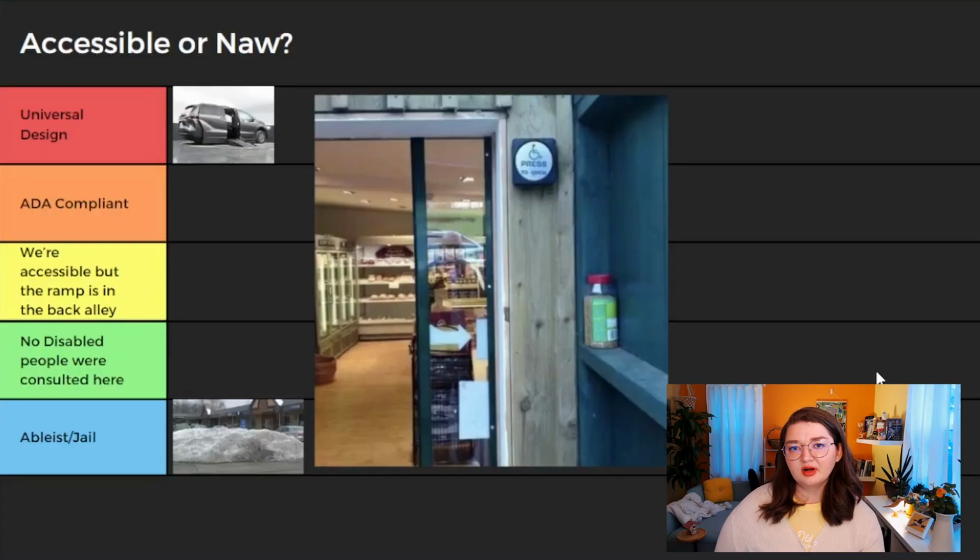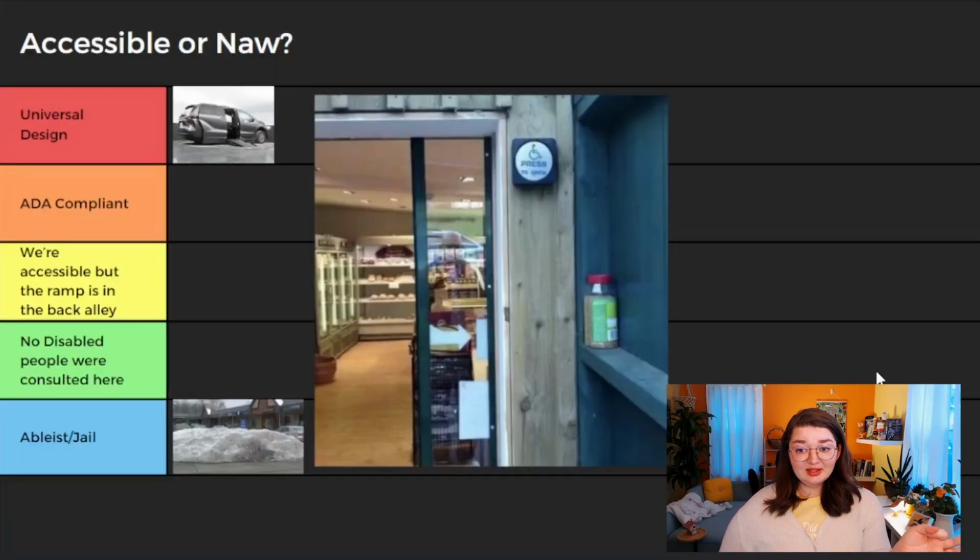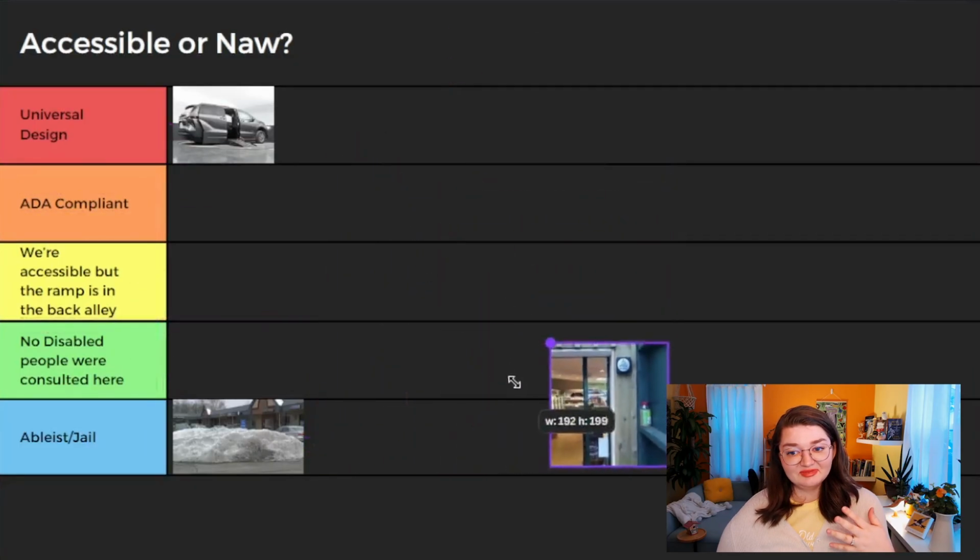"No disabled people were consulted here" instead of ableist jail, and I'll tell you why. That is only because, fun fact, push buttons for doors to open them automatically are not required by the ADA. So technically, no laws have been broken here, but clearly no disabled people were consulted at all. Oh my God. Okay, what's next?